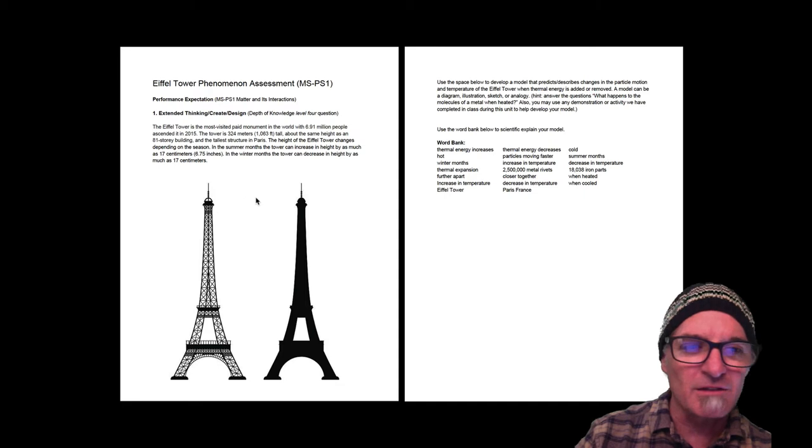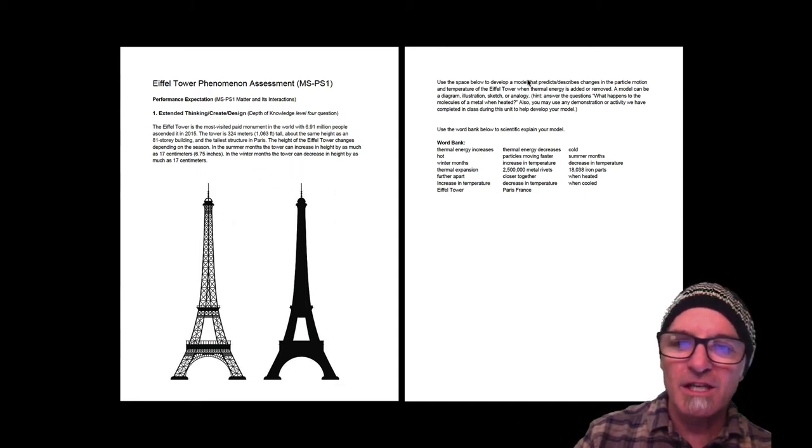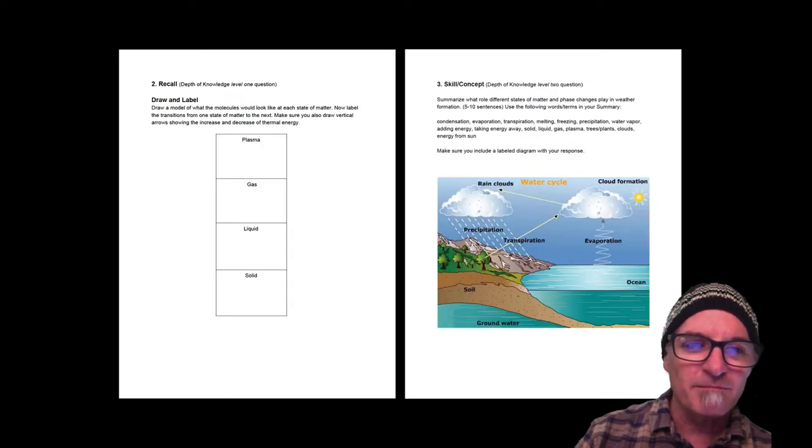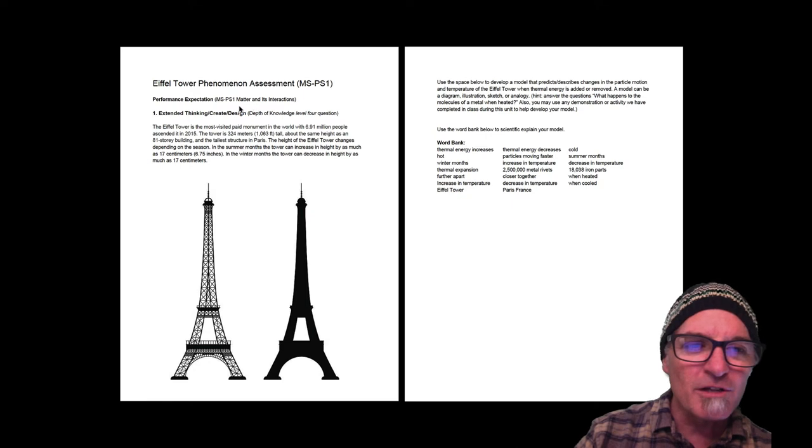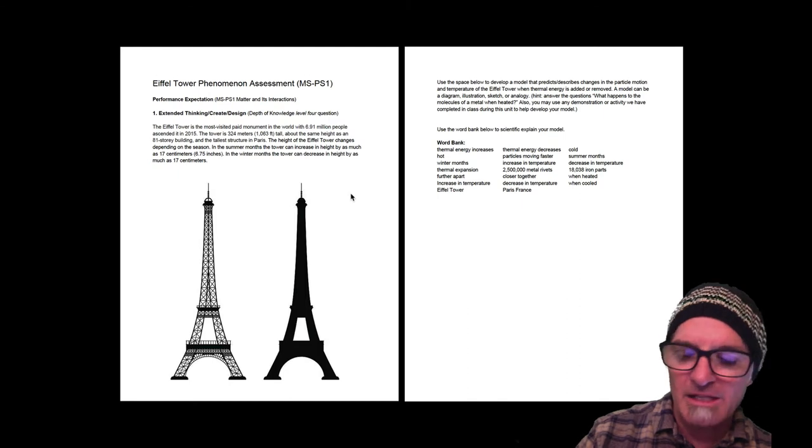You can pause and take a look at it. You can read the question yourself here that I've couched it in. You can see here I've got a word bank, and it ties directly into that standard. And then from there, I have a question, and if you notice in each question, I try to do my best to do the DOK level 4 here, which is a create and design.